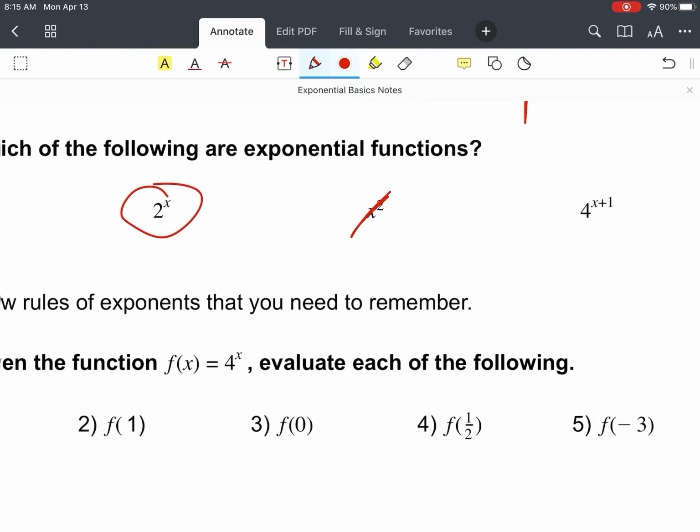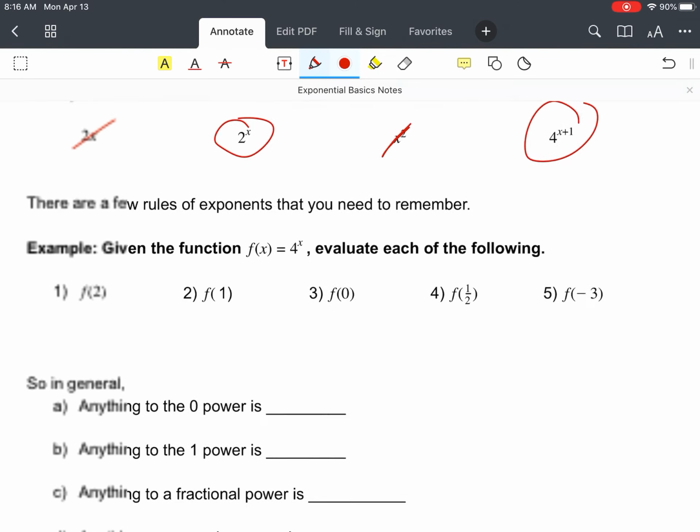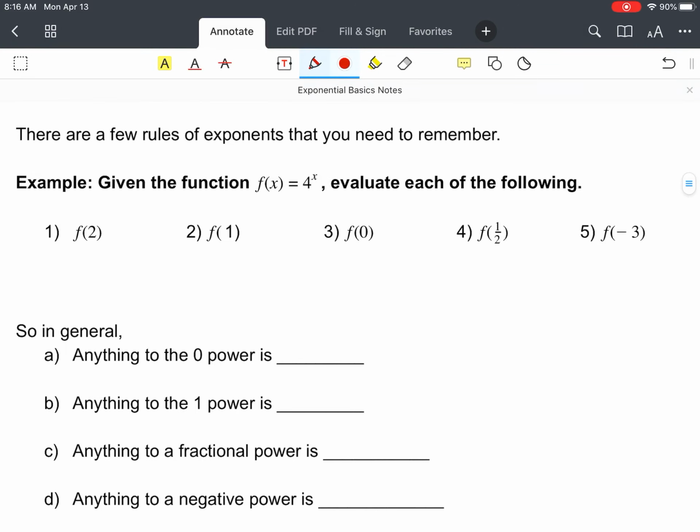Here's the one that confuses people sometimes, x squared. Nope. Okay, not an exponential function. That's a polynomial function. Okay, because x is not the exponent, x is the base, so that's not okay. Now, this 4 to the x plus 1, while there's that plus 1 up there, that x is still in the exponent, that's exponential. Okay, pretty simple. So exponential functions have an x variable in their exponent.